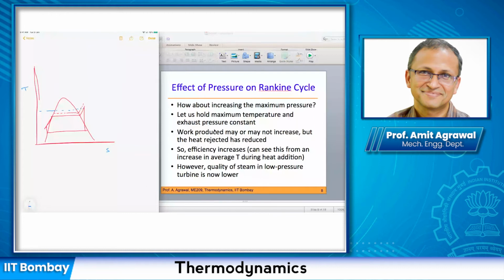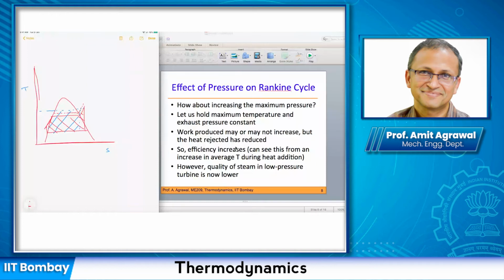Now what happens to my work produced? I have to draw this line here. Essentially I'm looking at this area, versus in the other case, the area that I was looking at was this area. So you have to look at the two areas. That is essentially the work which has been done. It's difficult to say, and it turns out that the work produced may or may not increase.